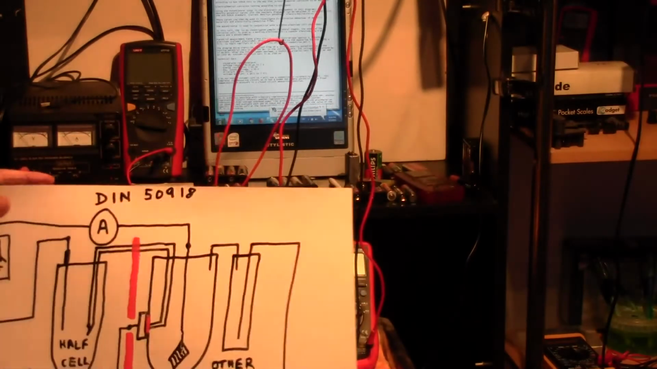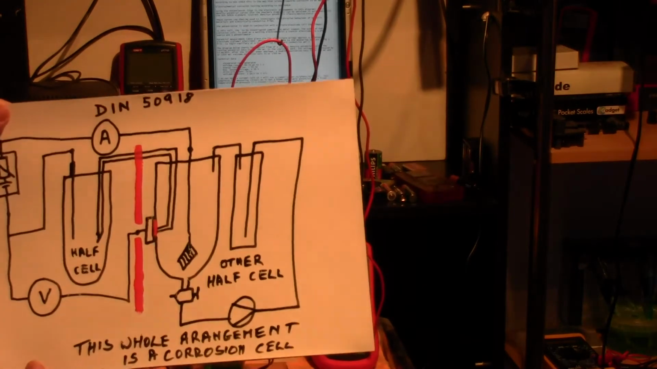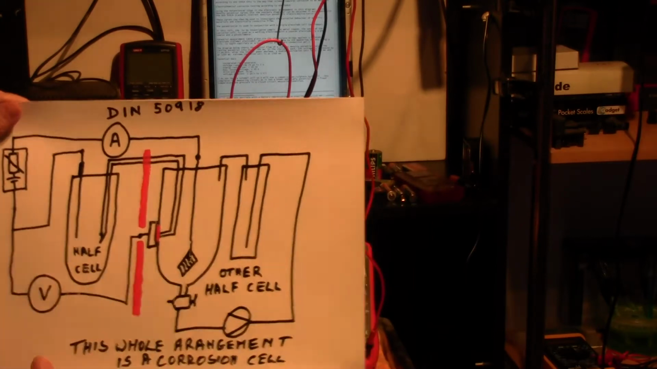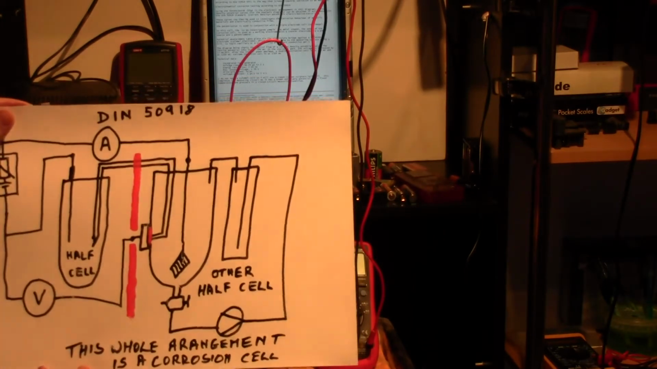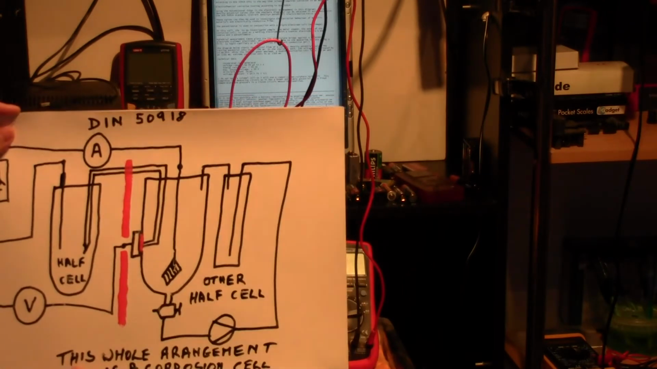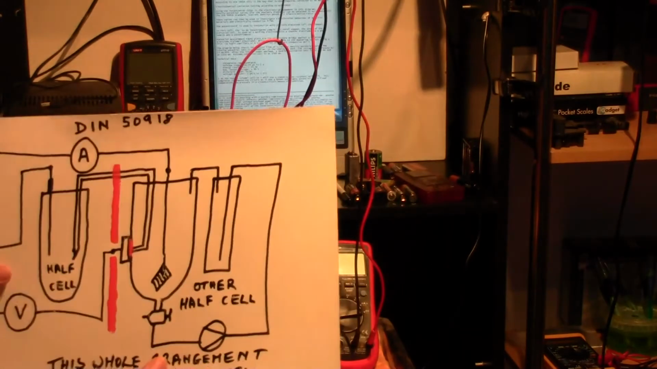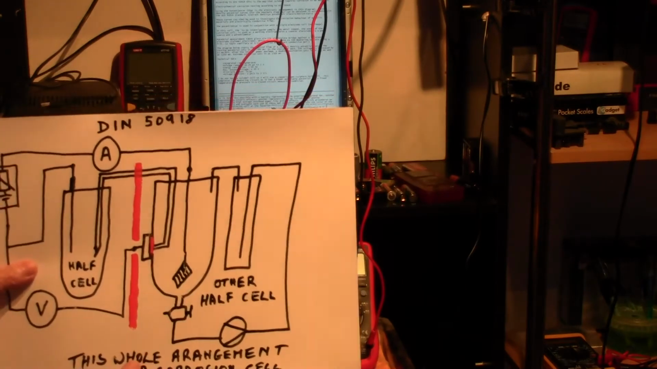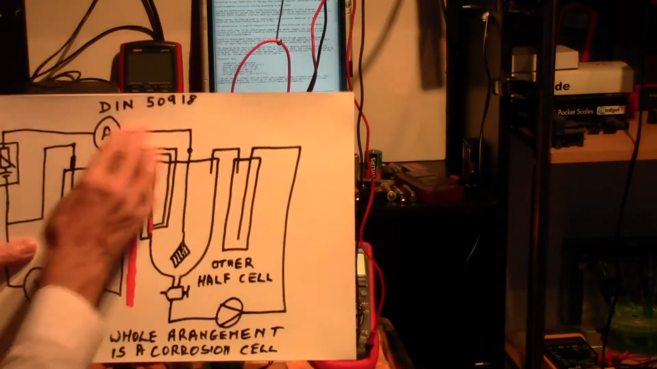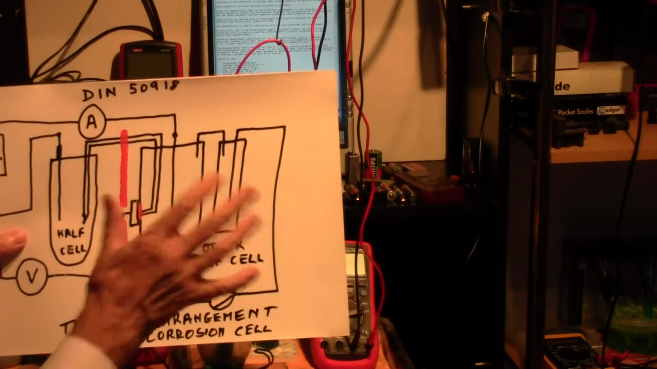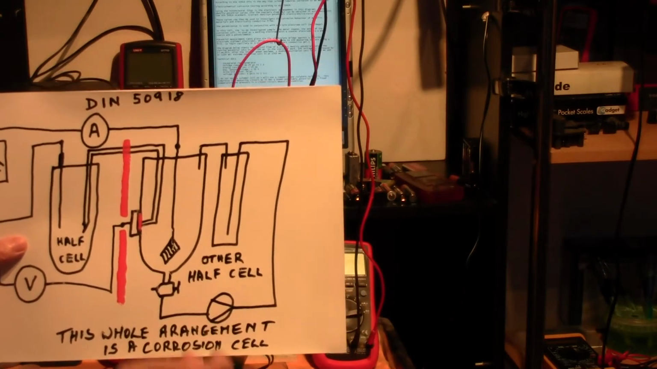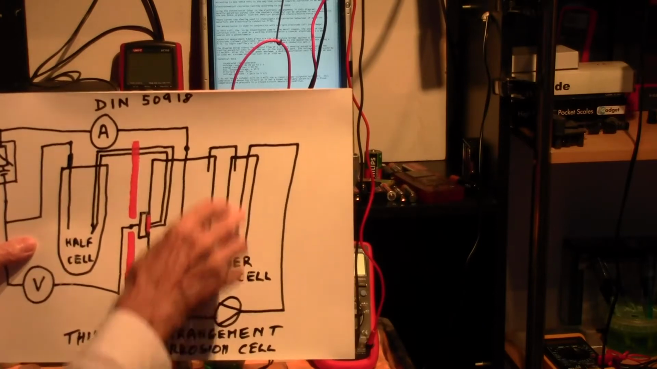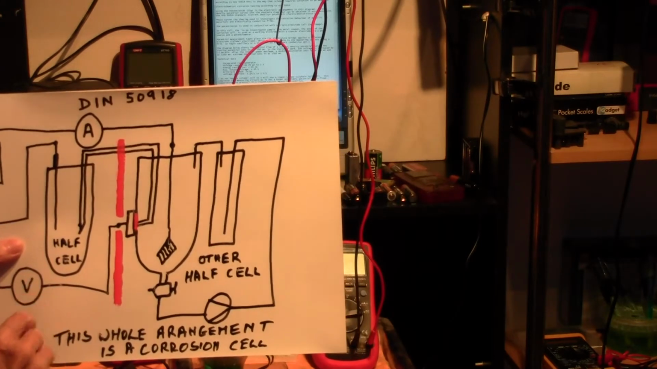which is called a potentiostat. The whole of this is called a potentiostat. That means that it is controlling the potentials of this measuring device, whatever you call it. The whole arrangement is a corrosion cell. This is all a corrosion cell.